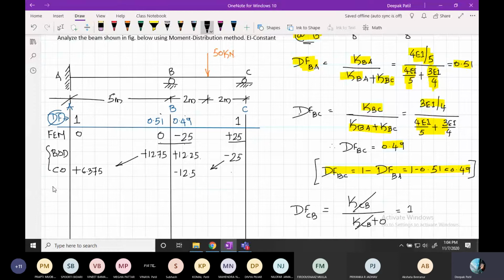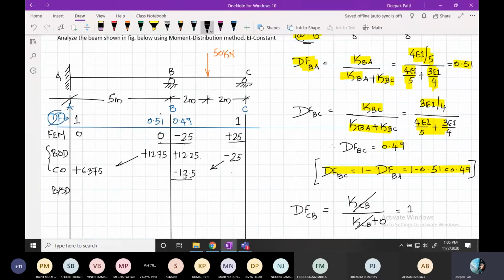Next, let me move to the second cycle. The second cycle once again starts with balance and distribute. Will you balance this plus 6.375? No, you should not balance. You should see the original support A. A is a fixed support, so don't balance that. Will you balance this minus 12.5? Yes, so underline that one. Nothing is there to balance on the other side, so don't worry about that.